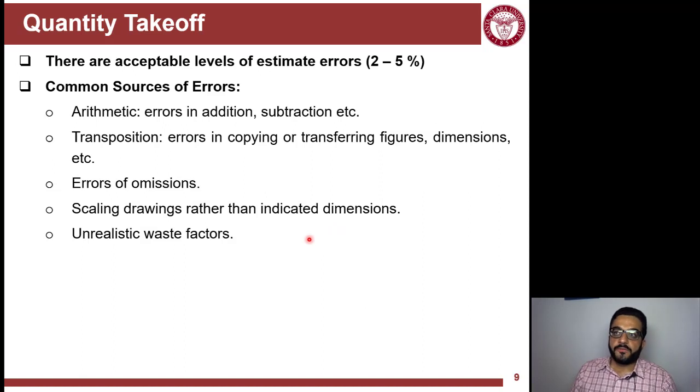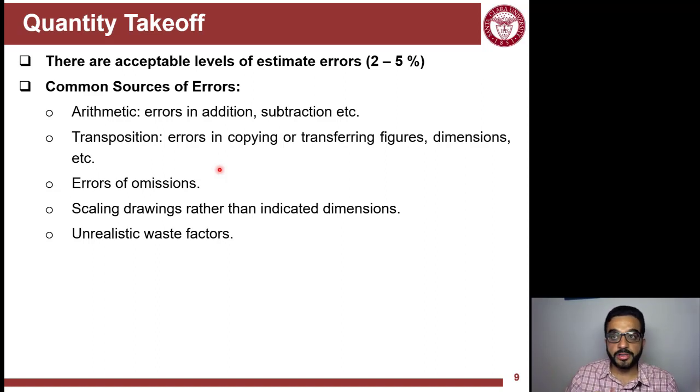Quantity takeoff is a very critical task, and very tedious to some people if they're not detail oriented. But regardless, even if I pay a lot of attention to my quantity takeoff, at the end I should expect some errors to happen. If I calculate and you calculate, the difference should not be huge, but an acceptable range would be like 2 to 5%. And this error comes from many sources, such as arithmetic errors in adding or deleting, but acceptable errors. It's not like you're making a major mistake here.